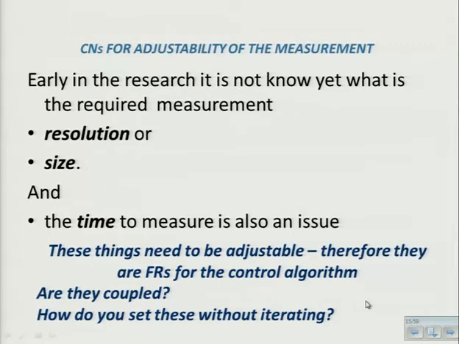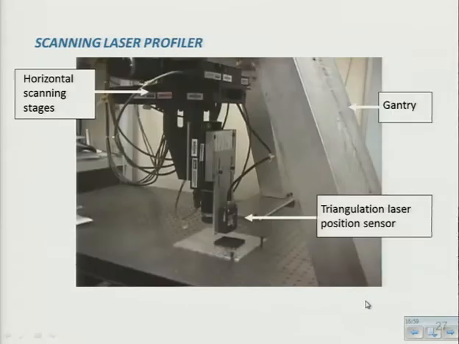So we need to figure out how we're going to control resolution, size, and time so that it is not overly complex and we can adjust them without iterating. Are these things coupled? Well, the first guess is, yeah, I can't choose any measurement size and then choose any time. Similarly, I can't choose any resolution and choose any time, because these things are obviously going to take time. So it looks like it should be coupled.